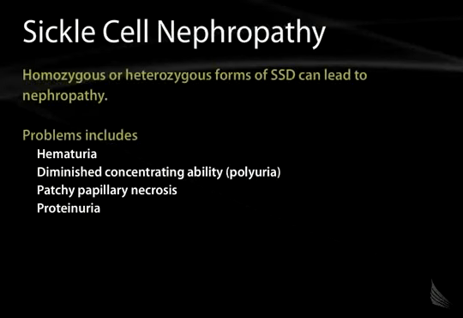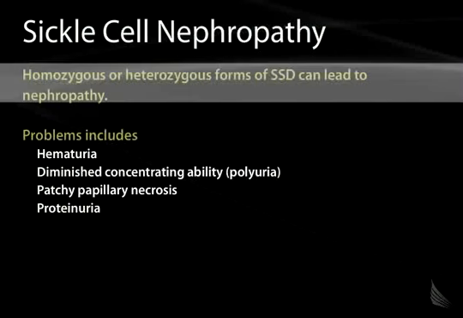Another vascular disease that you can see is sickle cell nephropathy. And again, we discussed sickle cell disease at length in other lectures. But both in the homozygous and heterozygous forms of this disease, you can get the formation of obstructive vasculopathy leading to ischemia and renal dysfunction.